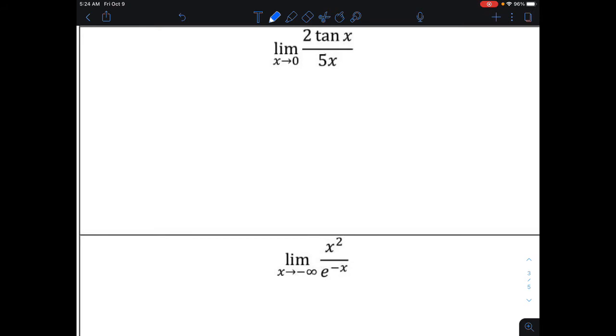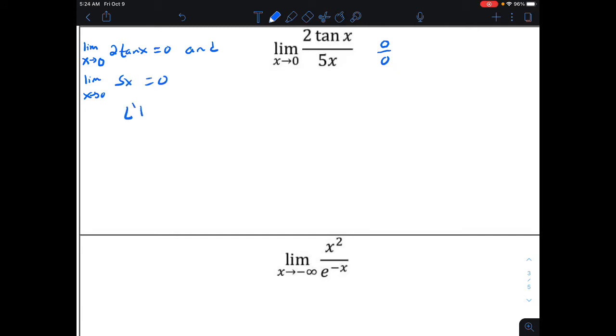I do real quick direct substitution, see if maybe we get lucky. Tangent of 0 is 0, and 5 times 0 is 0. So we have the indeterminate form. So we're going to write and show that the limits of the numerator and denominator both produce 0. So the limit as x approaches 0 of 2 times tangent of x is equal to 0. And the limit as x approaches 0 of 5 times x is equal to 0.